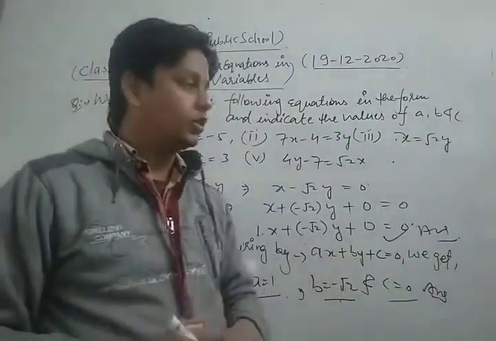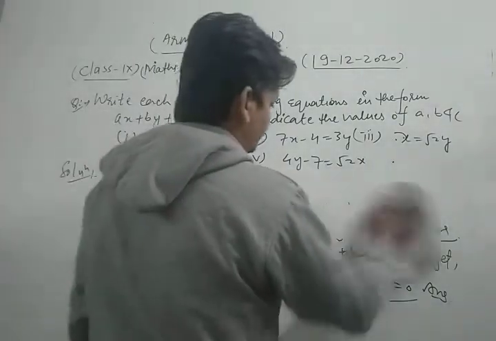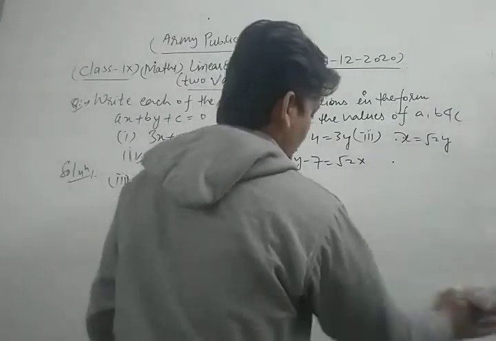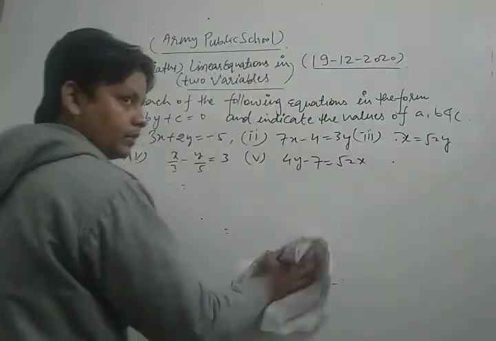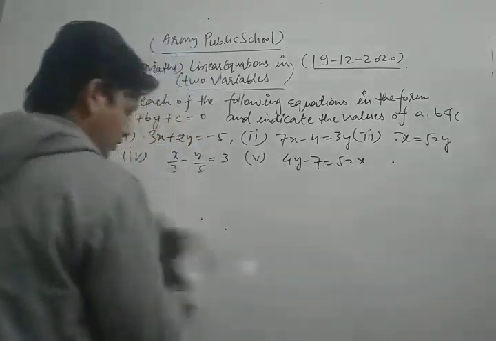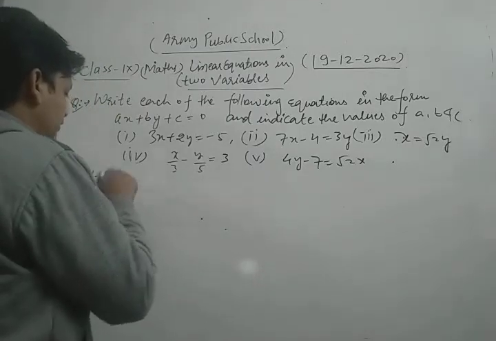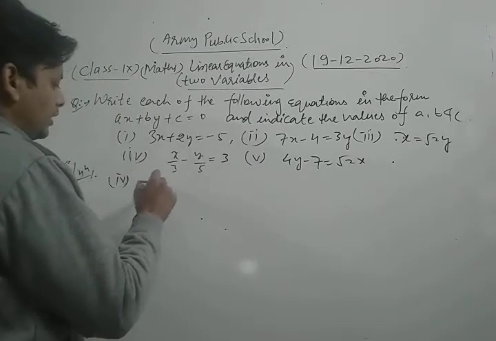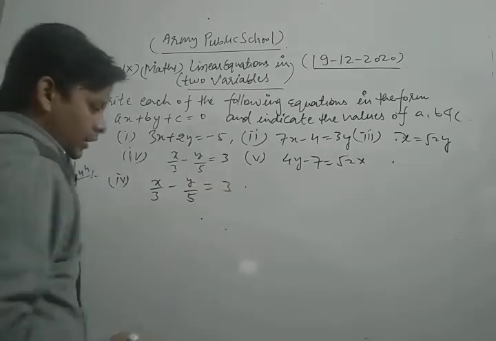Now we take and solve the next part of this question. Now dear student, we take and solve the next part, which is the fourth part of this question, which is x upon 3 minus y upon 5 is equal to 3.